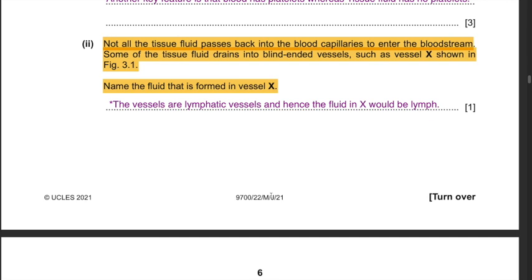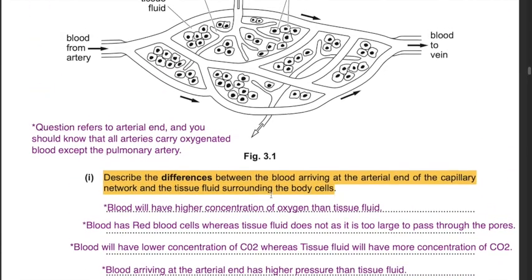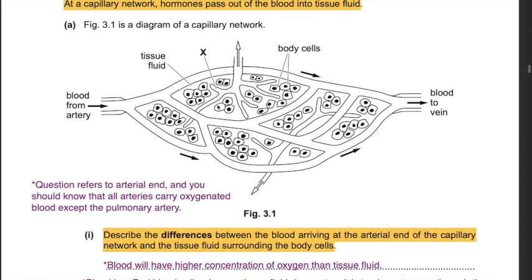Part 2. Not all the tissue fluid passes back into the blood capillaries to enter the bloodstream. Some of the tissue fluid drains into blind-ended vessels such as vessel X shown in figure 3.1. Name the fluid that is formed in vessel X. As you can see in figure 3.1, vessel X directs the fluid somewhere else. It is not returning to the part shown as blood to vein.